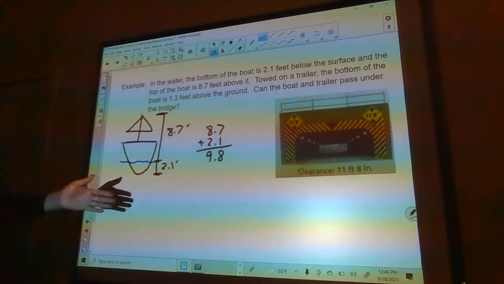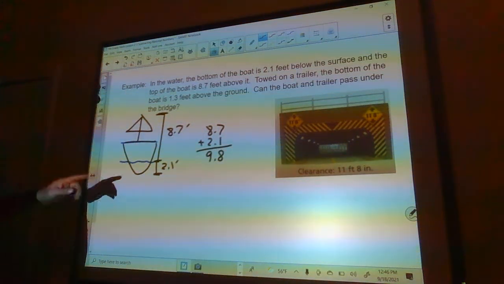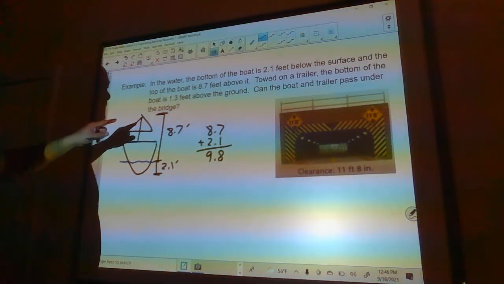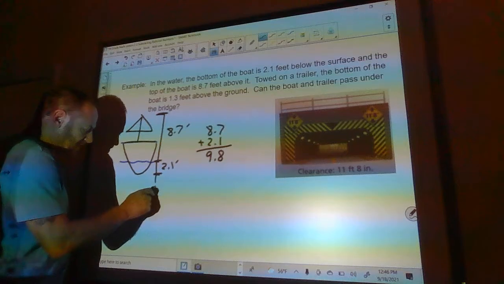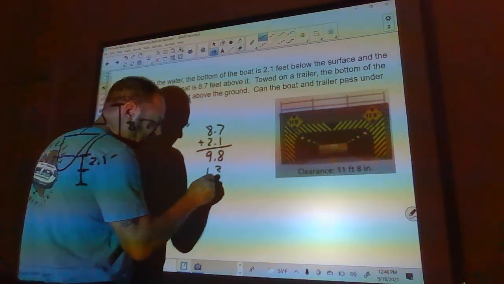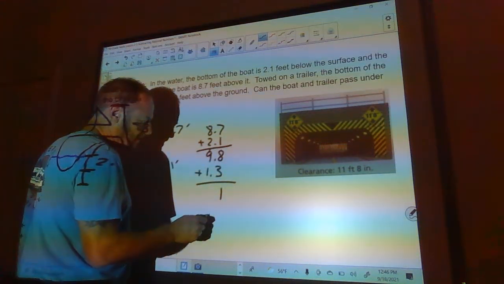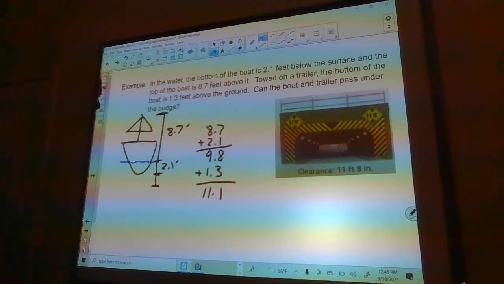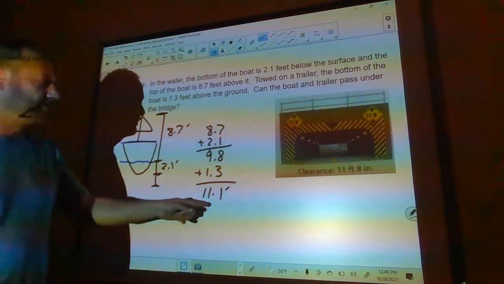Now, the boat will obviously fit underneath there, but will the boat on the trailer fit underneath there? Towed on the trailer, the bottom of the boat is 1.3 feet above the ground. So I need to add another 1.3 feet onto this. So this is going to be 11, and I carry my 1, and this is going to be 11.1 feet. So it appears that the boat will fit through there.